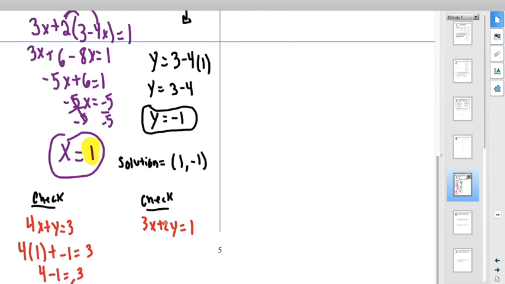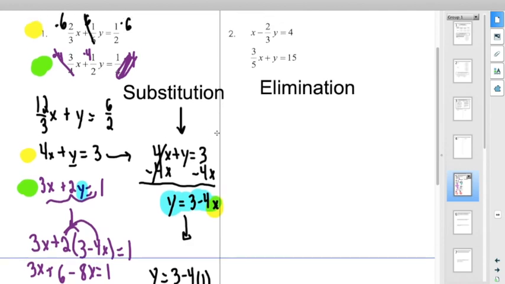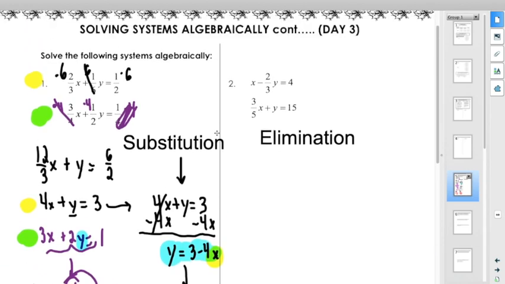It's a good check. Same thing over here. 3x, well again, x is just 1, so 3 times 1, plus 2 times y, well y is negative 1. Does this equal 1? Well, 3 times 1 is 3. 2 times negative 1 is negative 2. So 3 plus negative 2. And does that equal 1? It does. That's like saying 3 minus 2. 3 minus 2 is 1. Okay? So that's awesome.